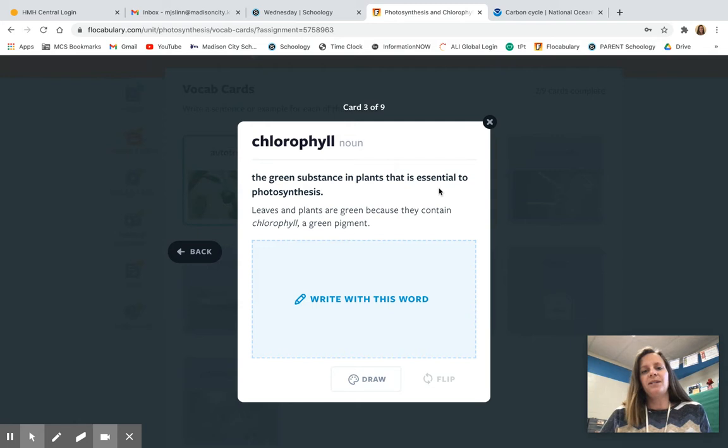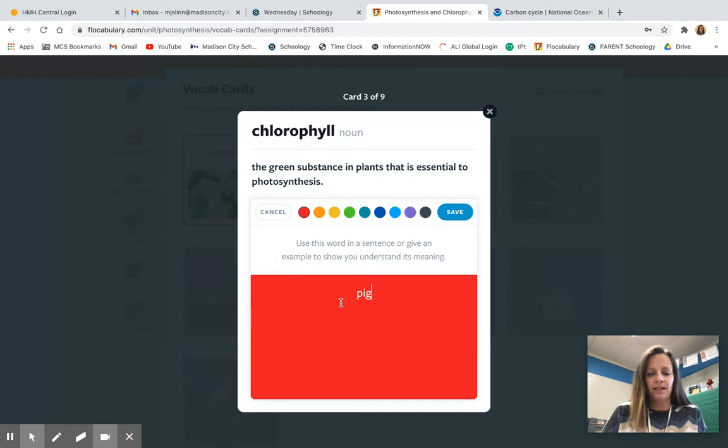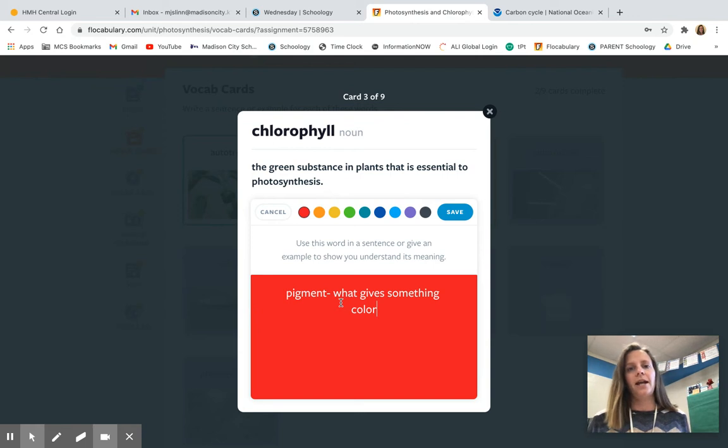Chlorophyll is the green substance in plants that is essential to photosynthesis. Leaves and plants are green because they contain chlorophyll, which is a green pigment. Now, the word pigment is just a big fancy word for saying what gives something its color. Okay. And in some of the other books that you've read, the book will refer to chlorophyll as little packets of color in the leaves. On Friday, we're going to do an experiment where we're actually going to extract chlorophyll from leaves to see how it can move from the leaves into another substance.